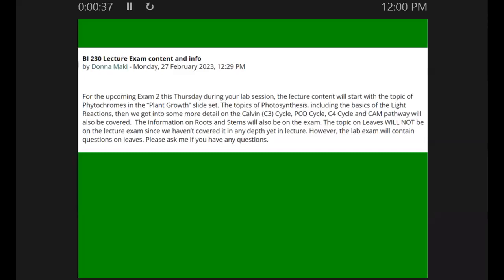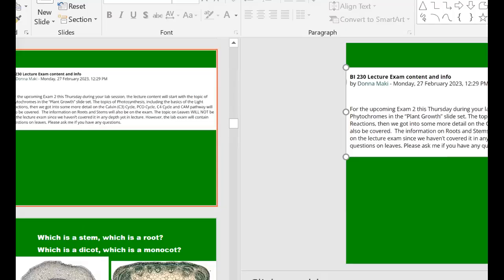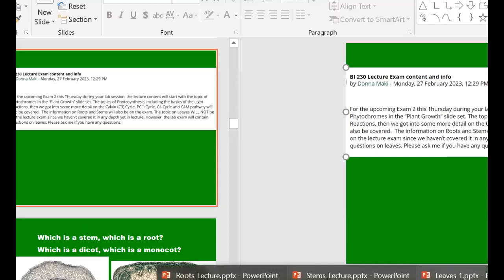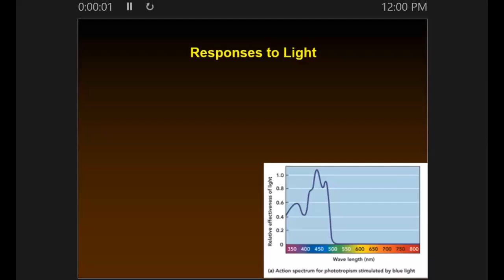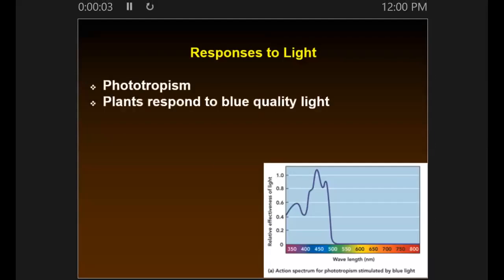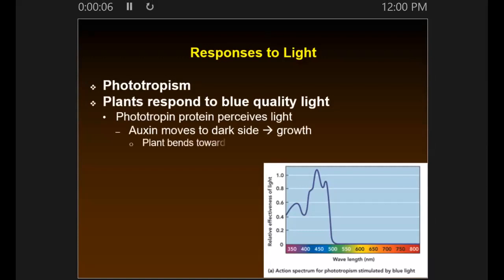Okay, so I posted this announcement the other day. It should have come into your email as well. With the exam coming up on Thursday in your lab section, it's going to start with the plant growth slide set, when you get down toward the end, I think it's slide 50 or 51, at least that's what it looks like on my end. So this section forward in the plant growth slide set.